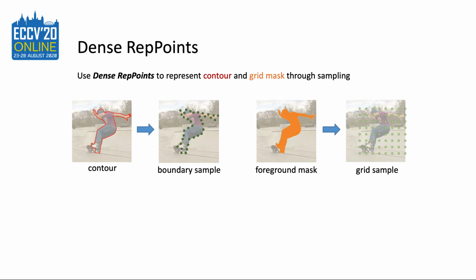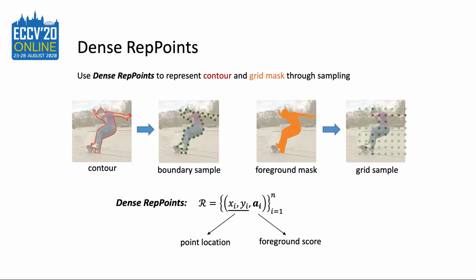In fact, both contour and foreground mask can be represented using a set of points through different sampling strategies. The contour can be represented as points sampled along the object boundary, and the foreground mask can be represented as a grid of points covering the object scope. Each point in the grid has an additional foreground probability. So both contour and foreground mask can be represented using a dense set of representative points, and we denote it as Dense RepPoints. Each point in the point set has a 2D location and an optional foreground probability.